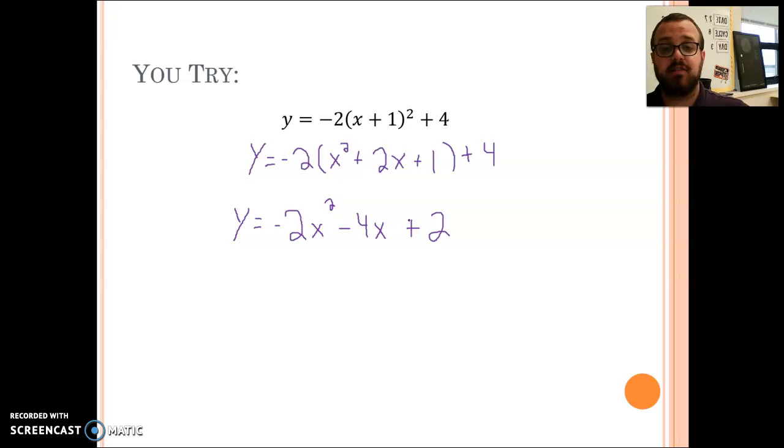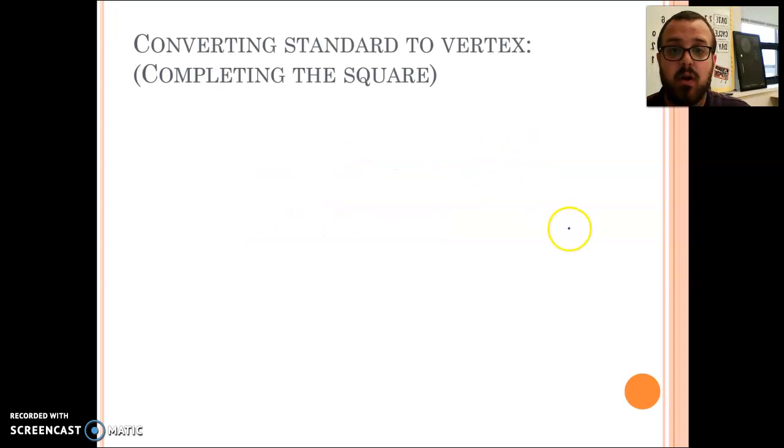Now we kind of get to where it gets a little bit more complicated. Okay, what if I want to convert from standard to vertex? I'm going to go from standard form to vertex form.